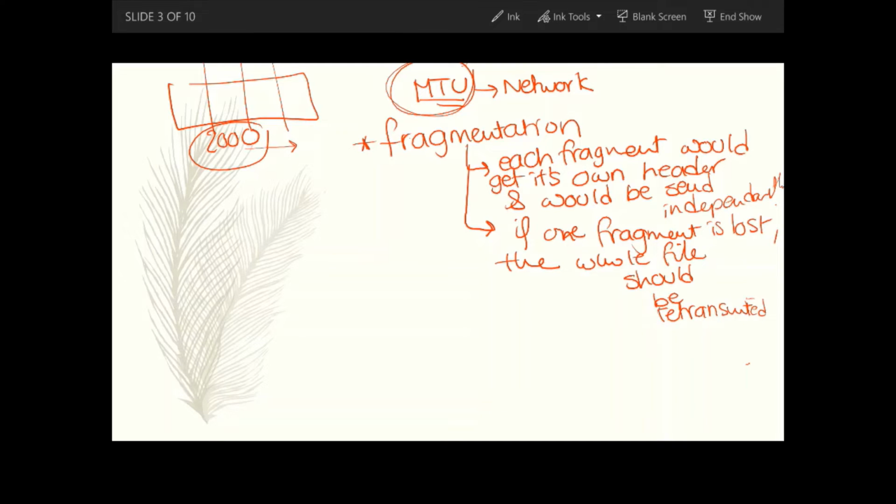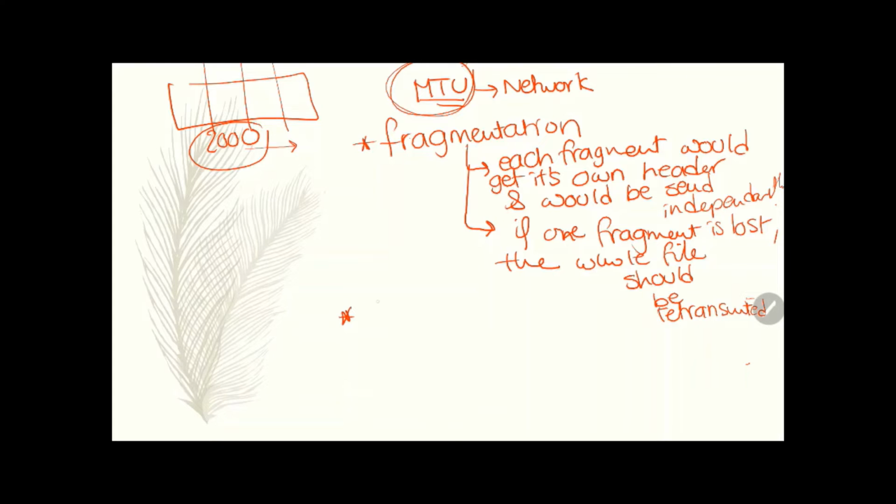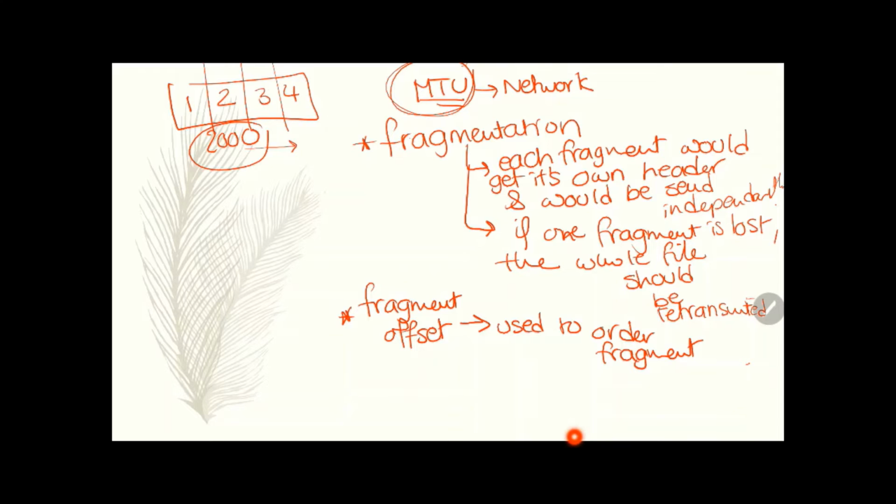Also, we need to know the term fragment offset. What is the use of a fragment offset? Well, the fragment offset is used to order the fragments. So if I have a file of size 2000, for example, I'll be fragmenting this file into 4 fragments. So I'll be having fragment 1, 2, 3, and 4.